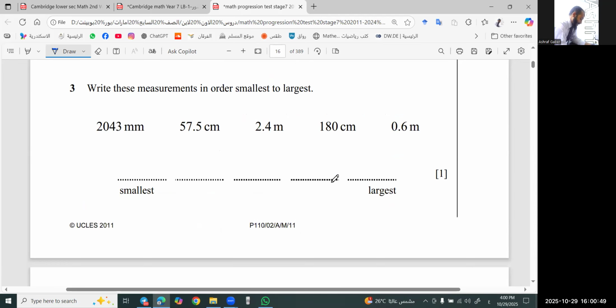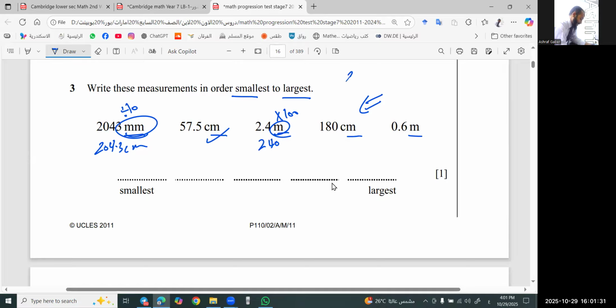In this exercise, write the measurements in order from the smallest to the largest. So we have millimeters, centimeters, meters, and centimeters. First we should get all these answers in centimeters. If we want to change millimeters to centimeters, we divide the number by 10. So we get 204.3 centimeters, and this centimeter doesn't change. If we want to change from meters to centimeters, we multiply by 100.